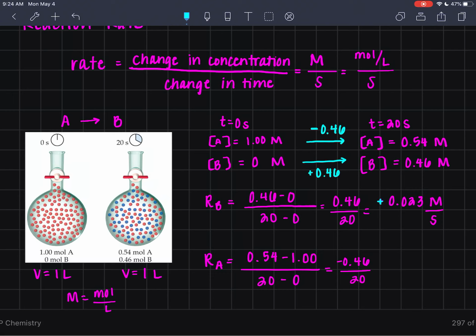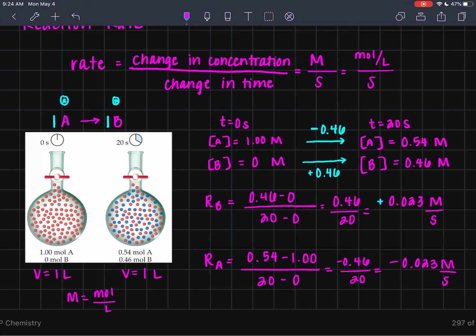What this is saying is that when I lose 0.46 moles of A, that 0.46 moles is becoming 0.46 moles of B, and I'm getting that from this 1-to-1 ratio in my reaction. This is kind of like saying for every 1 atom of A, you're going to produce 1 atom of B. So now take that and multiply it by a scale of moles. So for my rate, if I were to simplify this, I'd get negative 0.023 molar per second.